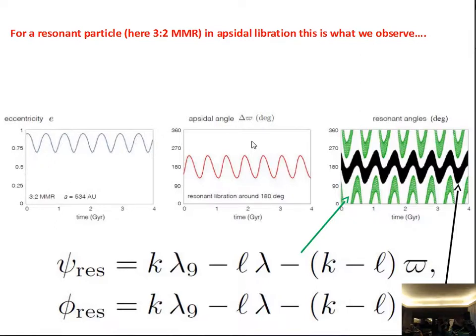It's a 3-2 mean-motion resonance, so there are two critical angles of the mean-motion resonance. K is 3, L is 2. The lambdas are the mean longitudes, and varp are the perihelia. One resonant angle involves the perihelion of the TNO, and the other involves the perihelion of planet 9. So let's see how they evolve. In green here, it's this angle, and in black, it's this angle.